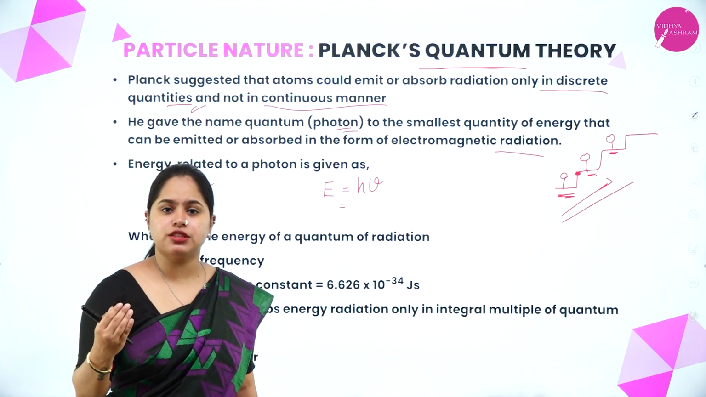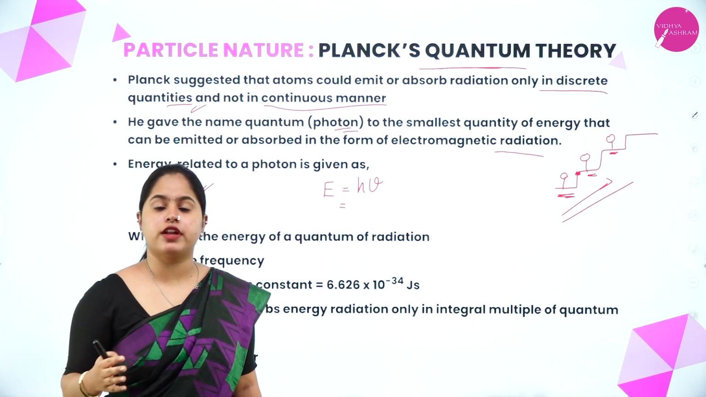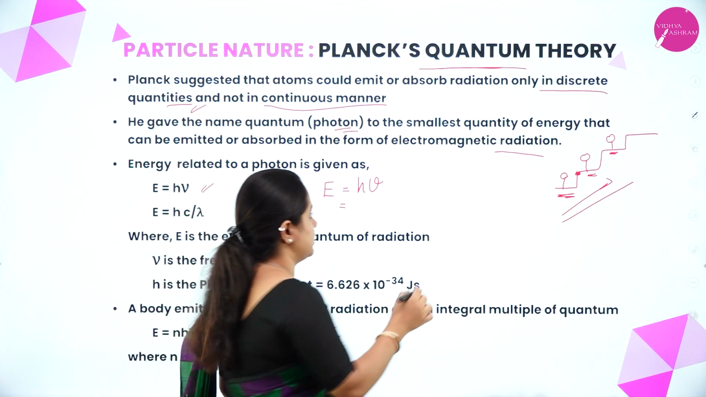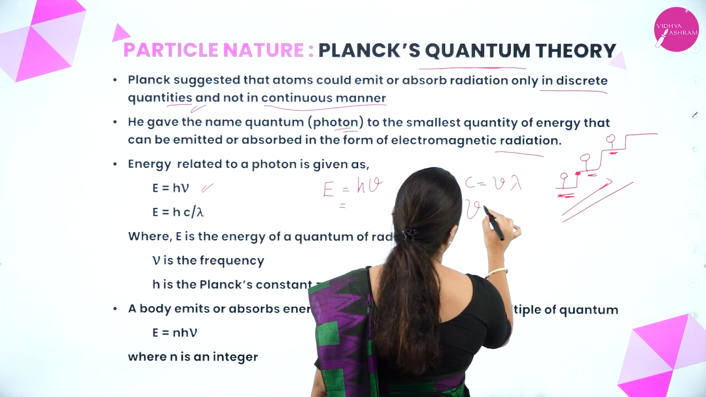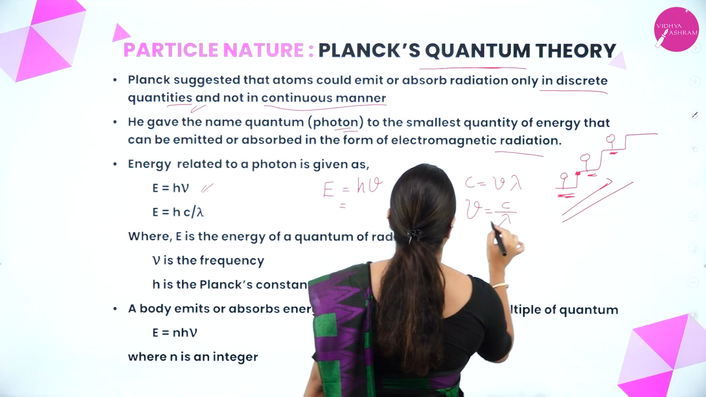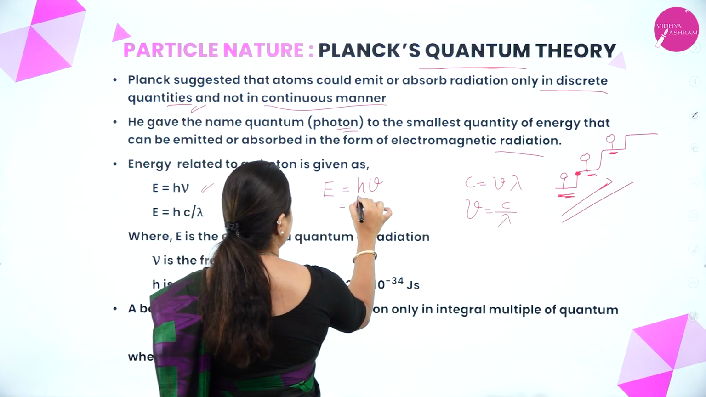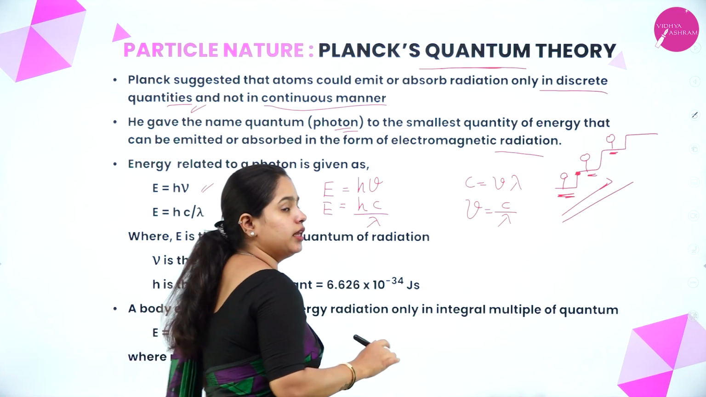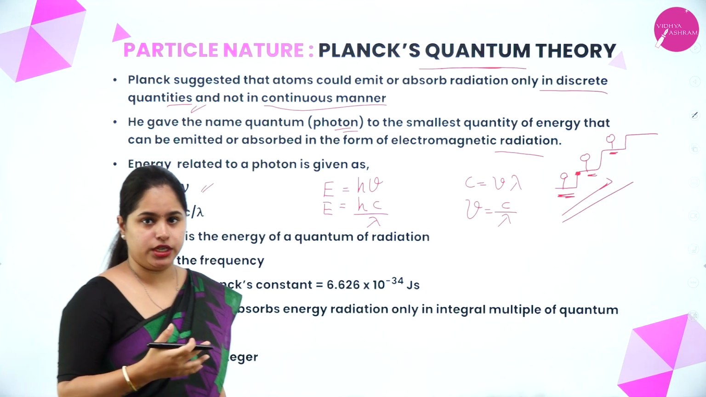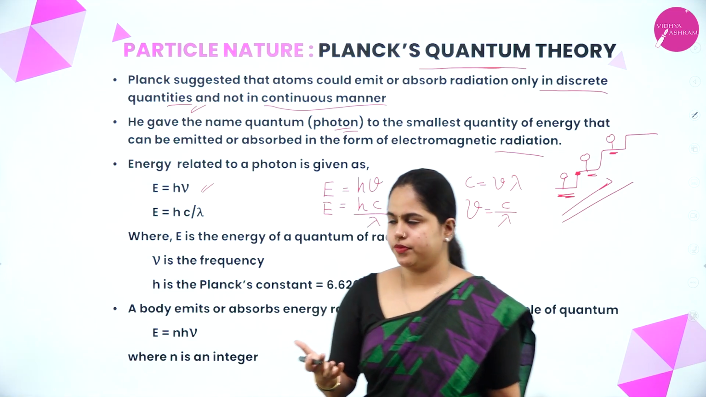So what is the relation that we studied between velocity, frequency and wavelength? Yes, c is equal to nu lambda, right? So what will be your nu? Nu will be equal to c by lambda. So can I substitute it in here? It will be h into c by lambda. So this will be the equation for your energy of a photon or quanta, right?